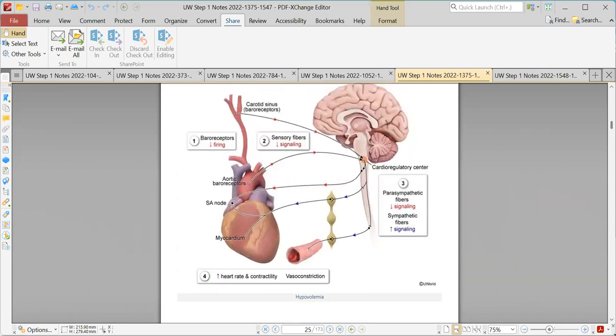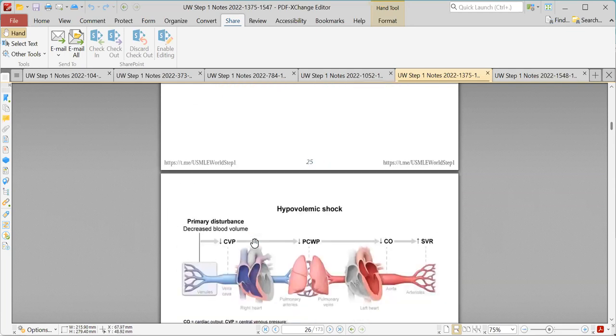So in hypovolemia, what is happening? There is vasoconstriction everywhere. Baroreceptor firing will be low, and because we don't want a lot of firing to the baroreceptors, decreased signaling will stimulate sympathetic fibers, and this will increase the heart rate and contractility.